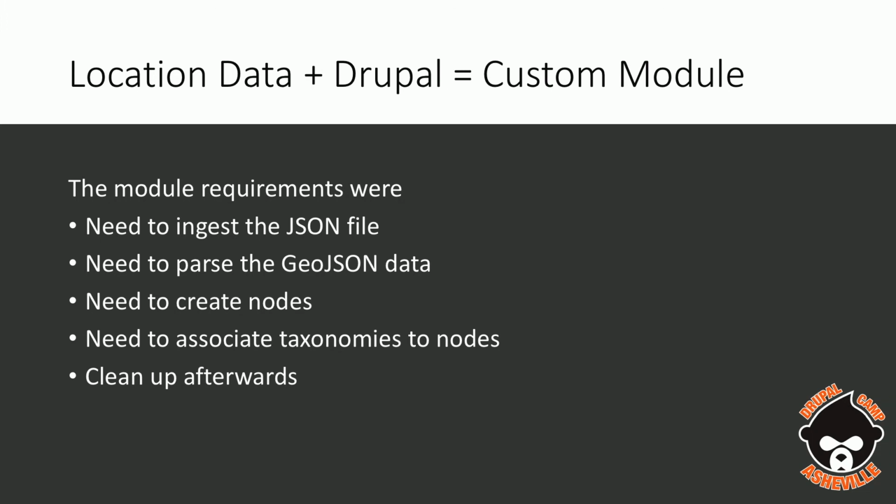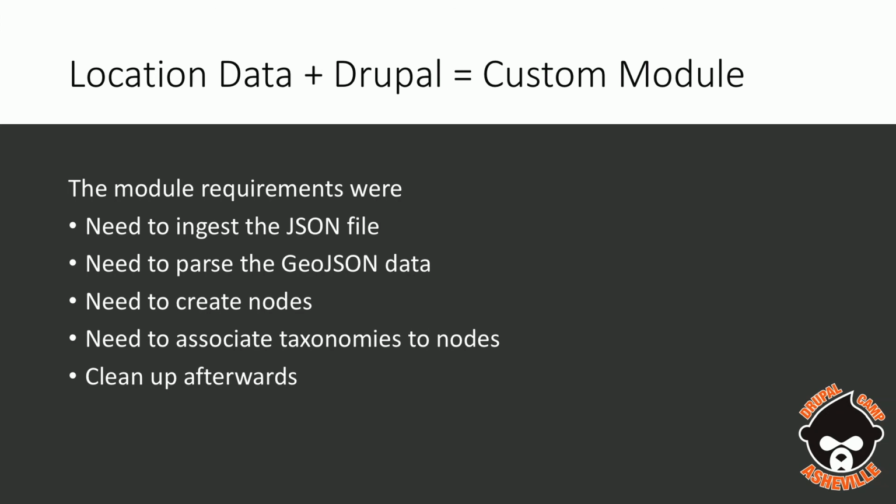The requirements were: we need to ingest the JSON file, parse the GeoJSON data, and create nodes. We had some taxonomies for building things that need to be associated with the node. And then we need to clean up afterwards. I didn't want to have the JSON file stored on the server. I wanted it to clean up after itself: I upload a file, and once the process is done, it removes the file from the server. It didn't need to live there, so we kept those local. It's probably safer that way. So those were the requirements for the module.